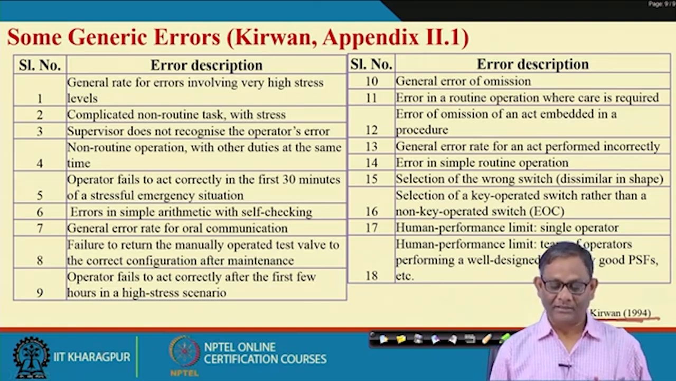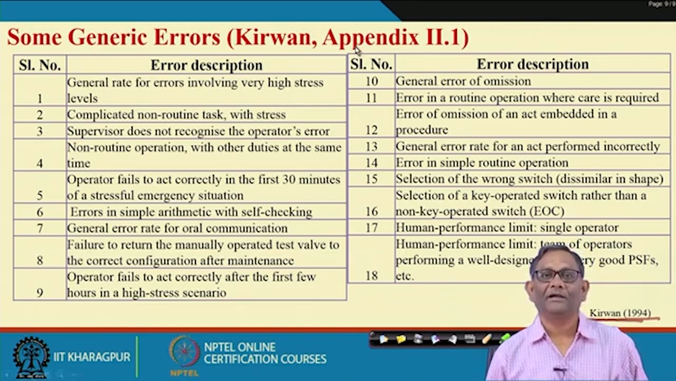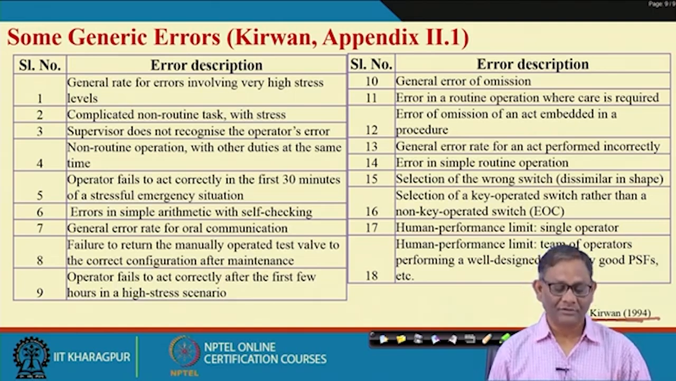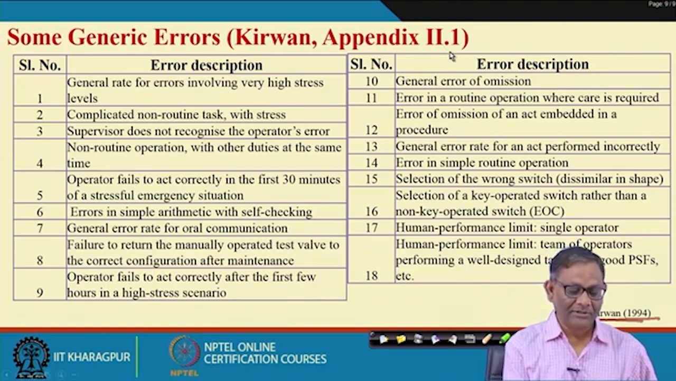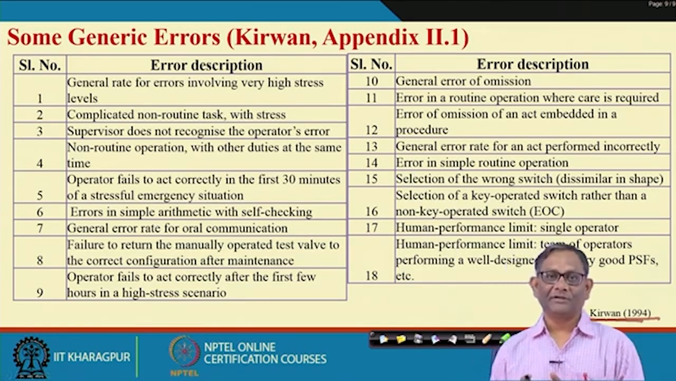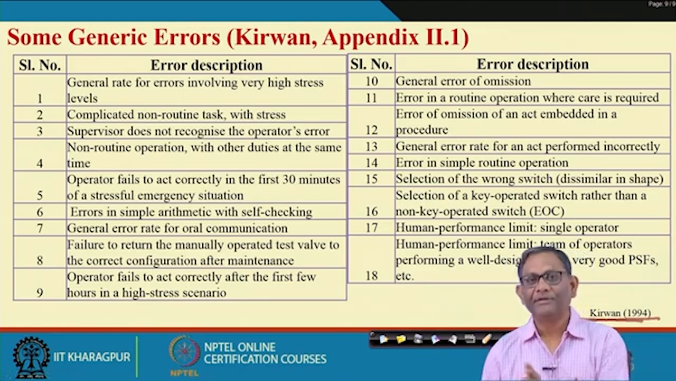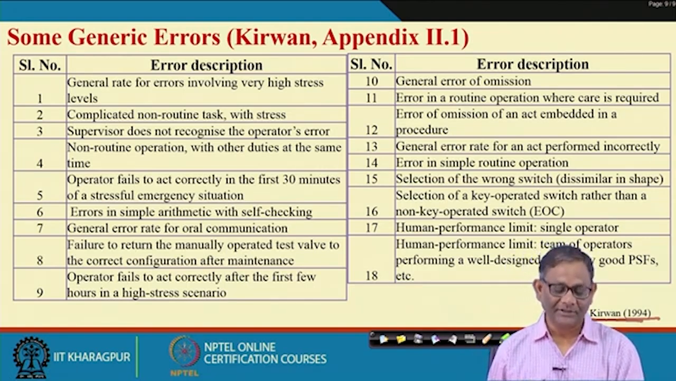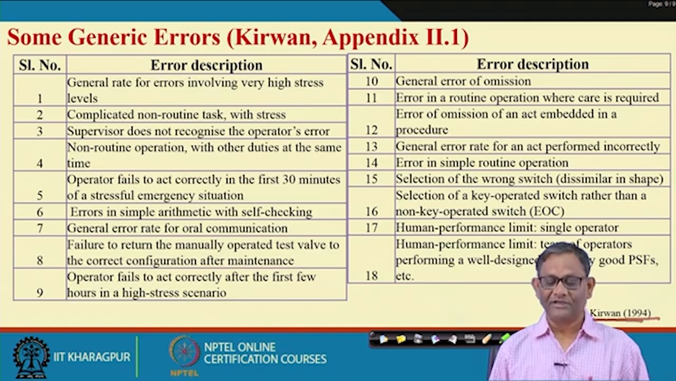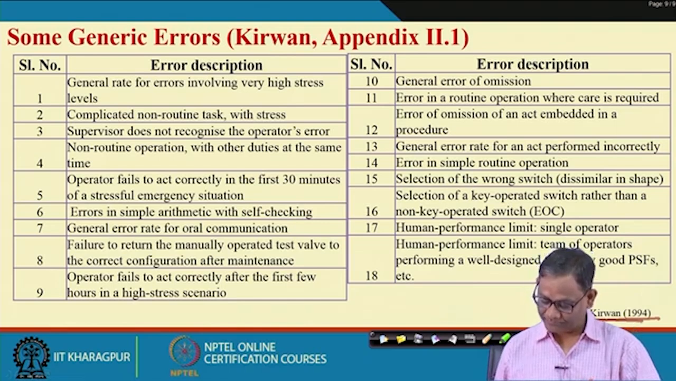Now, I will show you that you can go through this book, Kirwan, A Practical Guide to Human Error Analysis. In appendix 2, they have given different errors. In appendix 2.1, they have given some generic errors, like general rate for errors involving very high stress level, like your error in simple routine operation, and their probability level also they have given. So, they have not only described the errors, they have given the probability of having those errors. So, you may go through. I am not reading out these things, but I have listed here just to tell you that there are resources available. It is a fantastic book, a wonderful book for human reliability analysis.